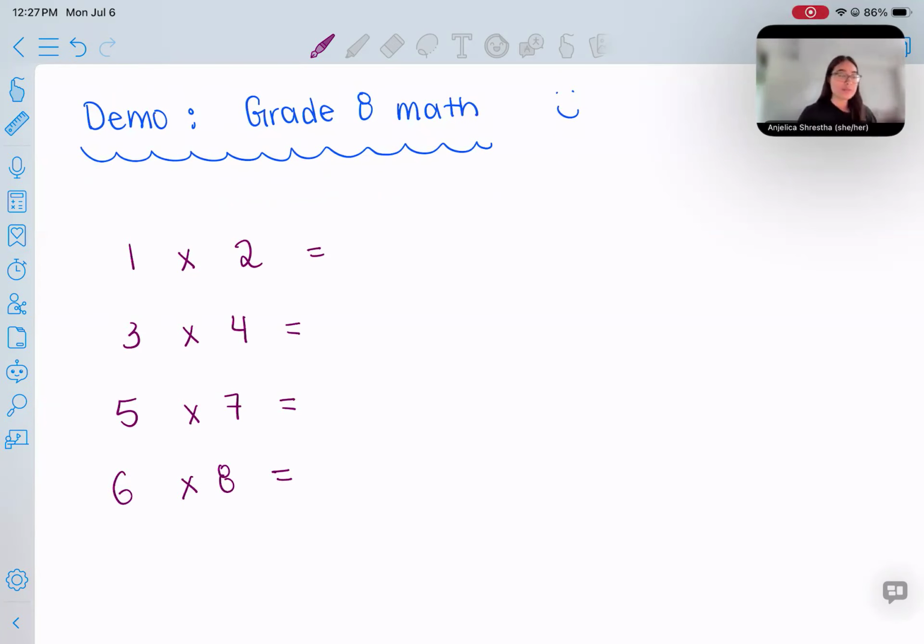What's 1 times 2? 2. 3 times 4? 12, right? 5 times 7? 35. And 6 times 8? 48. Perfect. Now that our brain is a bit awake, now we can work on our numbers review.